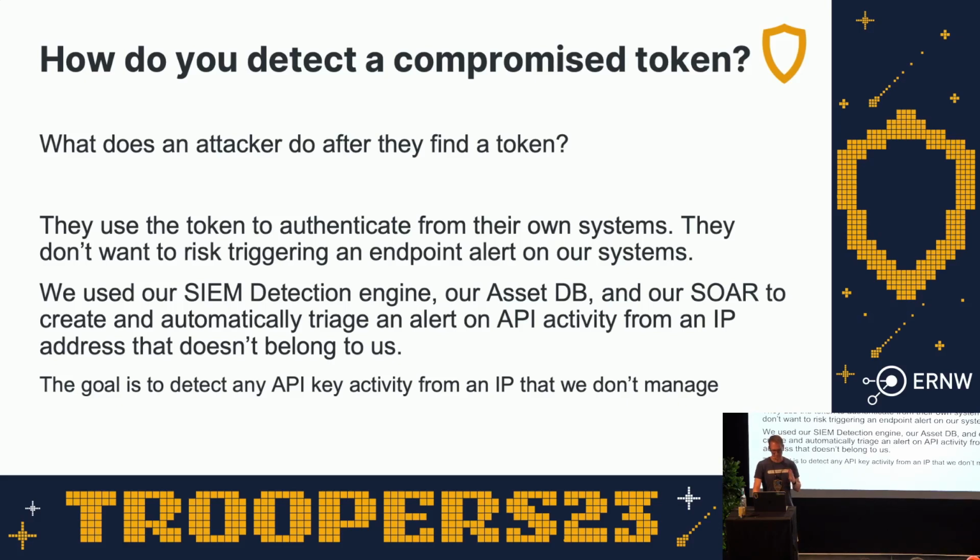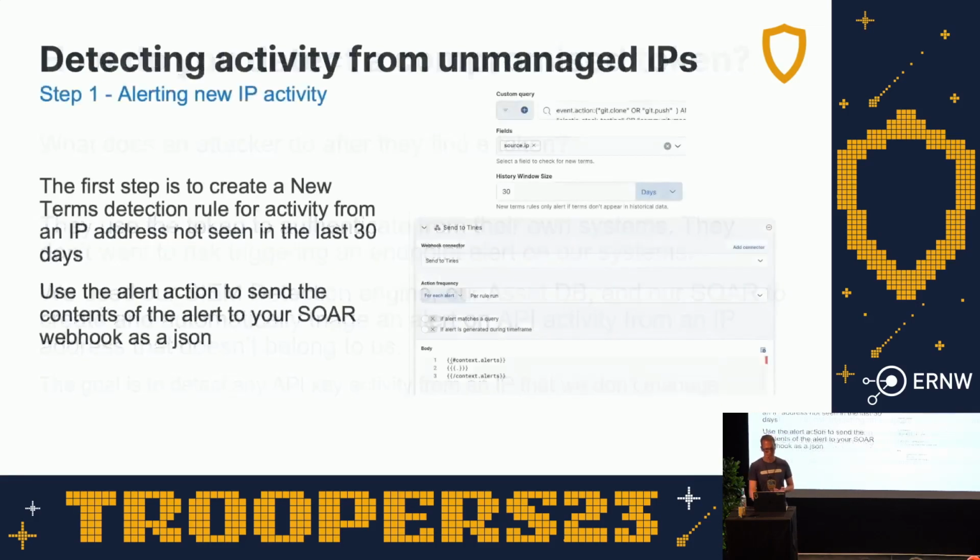And so, like I said, it's not just API activity, but also GitHub PATs, MFA authentication, authentications via service accounts that you've given MFA exemptions to, SSH logins, all of this stuff. So how do you detect an SSH login, for example, from a system that you don't own? Well, the first step, we have to detect that activity. We use a new terms rule to say, okay, if this IP address hasn't been seen in the last 30 days, fire an alert.